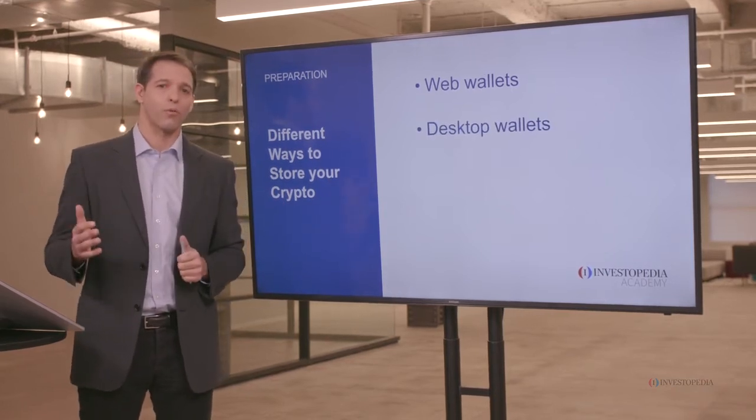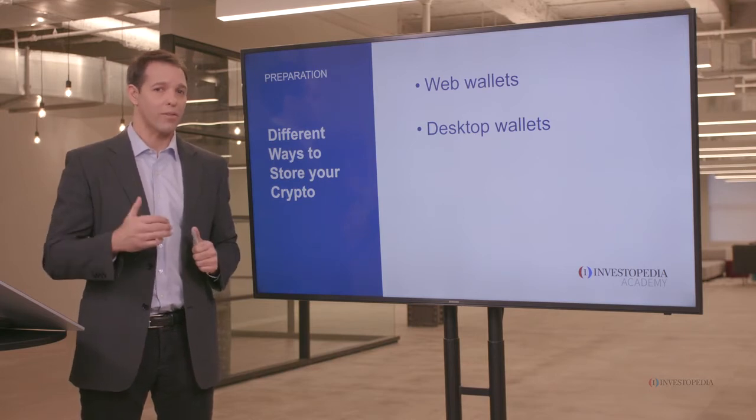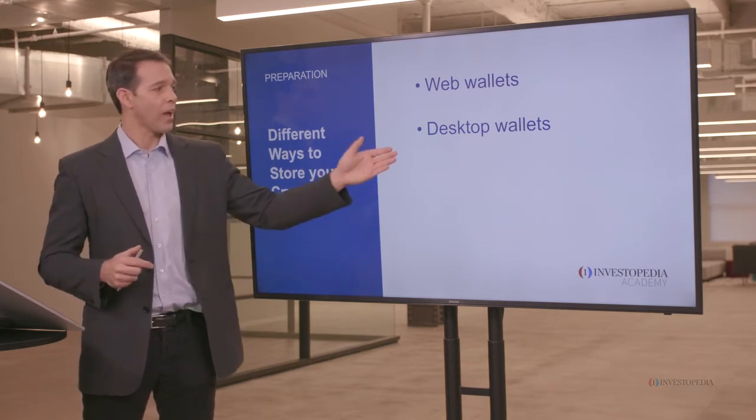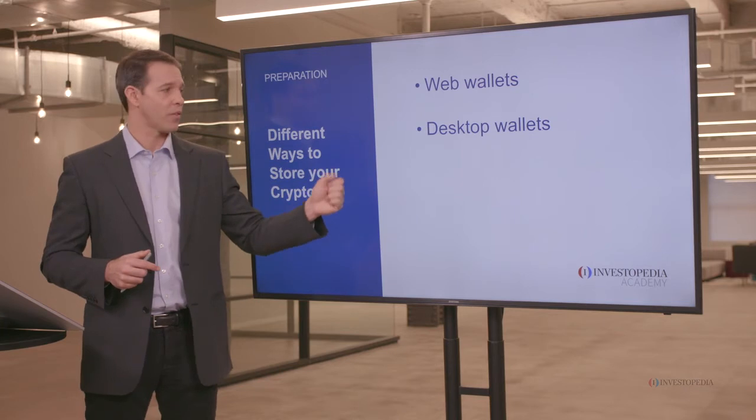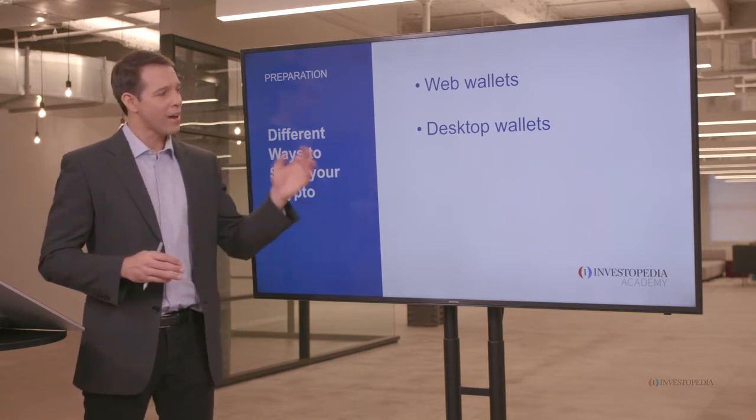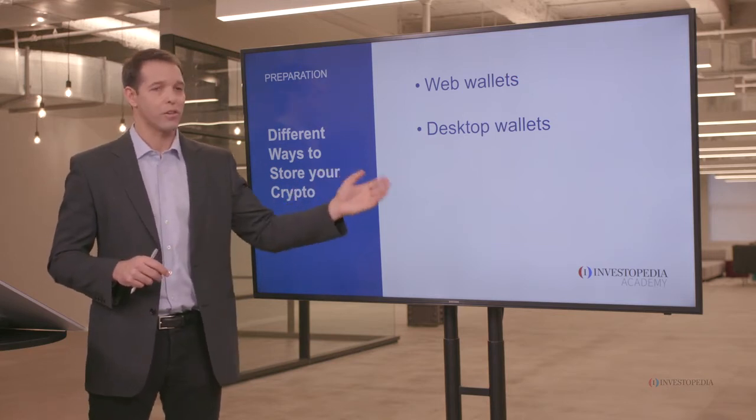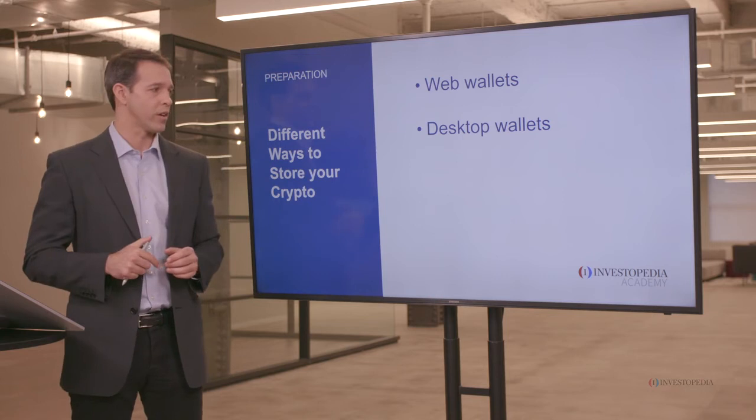Now, the second type of wallet is known as a desktop wallet. So this is a piece of software that you can download to your computer, and you can move your private keys in there. And so the only access that someone would have is if they have access to your computer. Now, the problem with this is if you download malware or some type of virus, someone can hack into your desktop wallet and move your coins elsewhere.